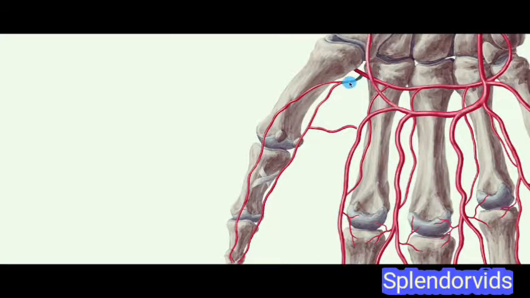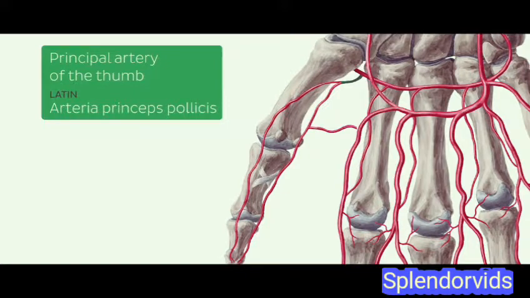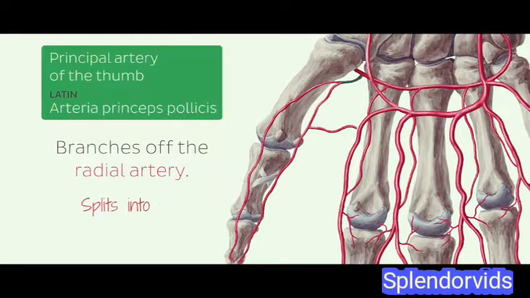As I mentioned before, I briefly talked about this one that you see now highlighted in green here, this artery, which is known as the principal artery of the thumb. Maybe you have wondered why the thumb isn't supplied by the digital arteries. Well, the reason is the thumb has its own artery, the principal artery of the thumb, which branches off from the radial artery and splits into two branches running along the thumb.